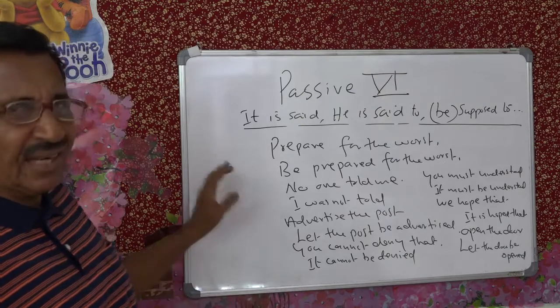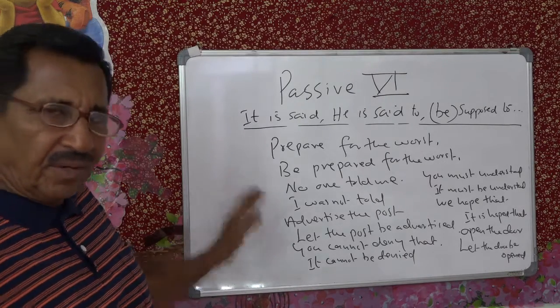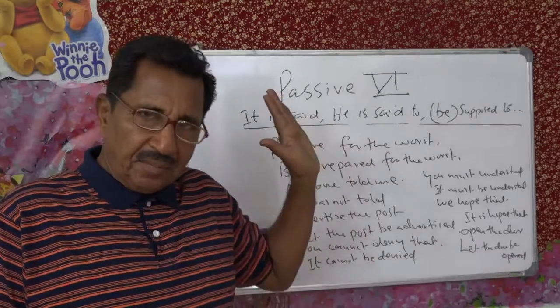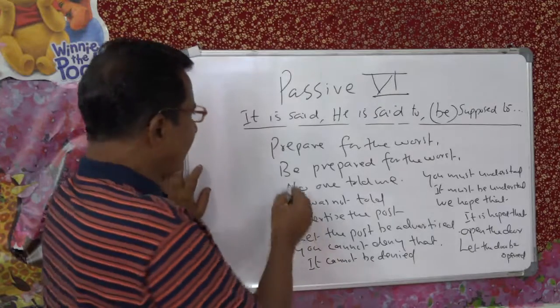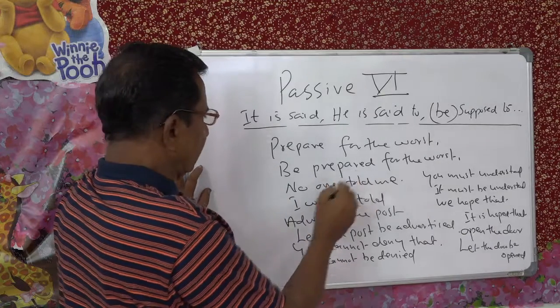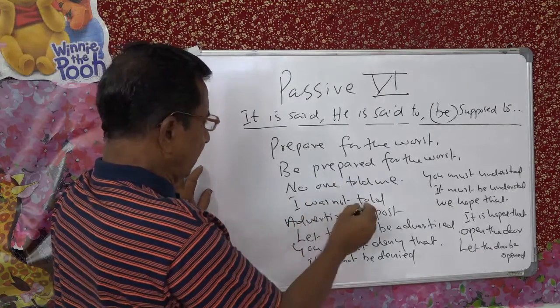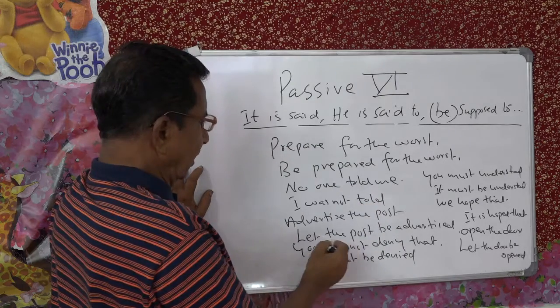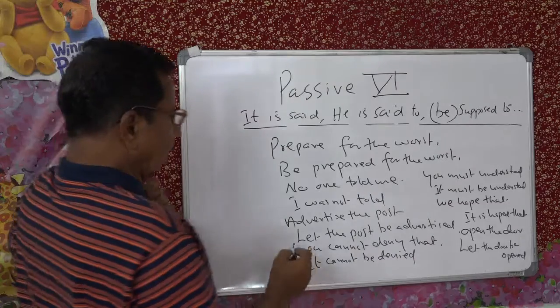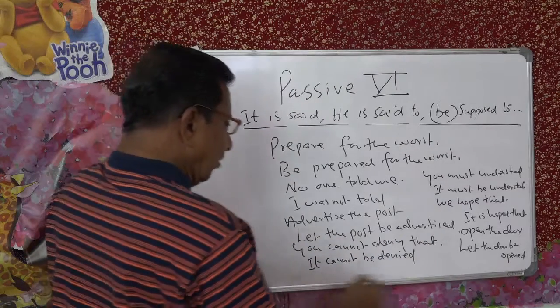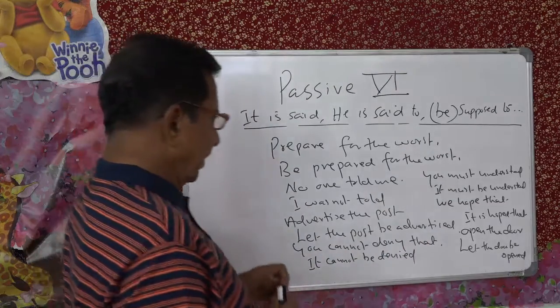So these are special cases. Special, but the basic passivization is here. So you have got be and past participle. To be past participle. Let the post be advertised. So that is to be past participle. You cannot deny that. It cannot be denied.